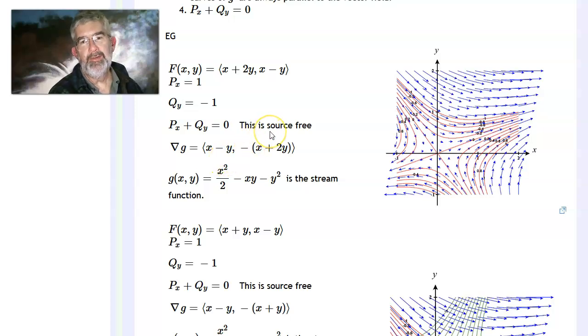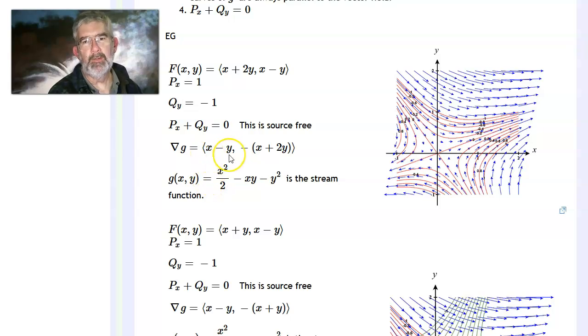Now, because this is source free, I can take the gradient. Essentially, I can find the potential function for this. That is, this should now be a conservative field, right? Is that the case? The partial of this one with respect to y is -1, and the partial of this one with respect to x is -1. So it's conservative, and I can find the potential function.